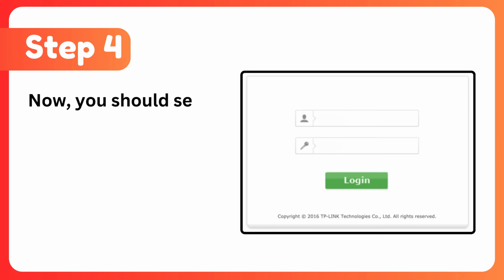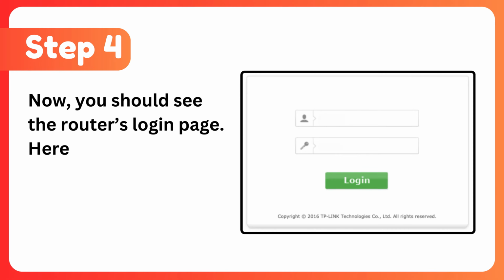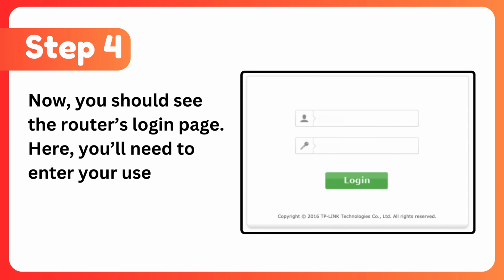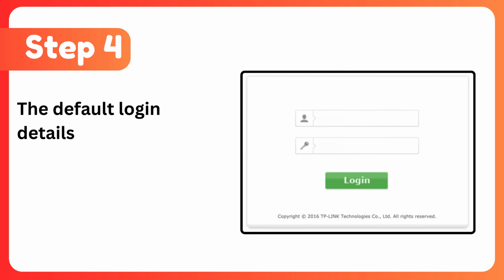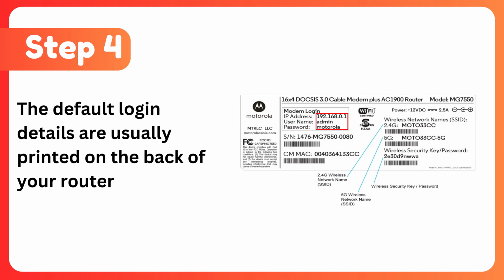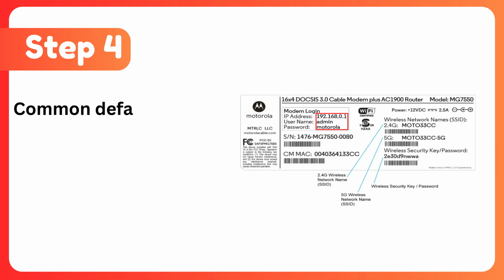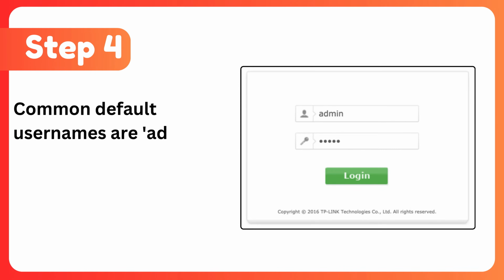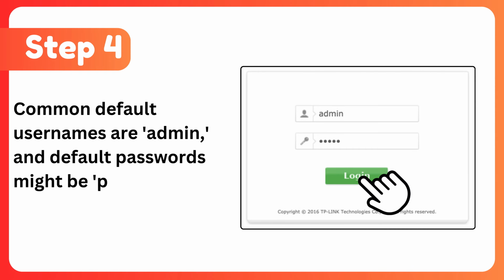Step 4. Now, you should see the router's login page. Here, you'll need to enter your username and password. The default login details are usually printed on the back of your router or in the user manual. Common default usernames are admin, and default passwords might be password. If you've changed these details before, use the updated ones.